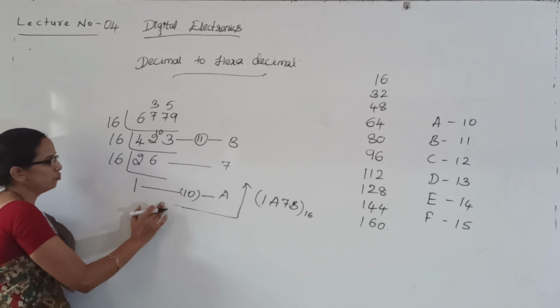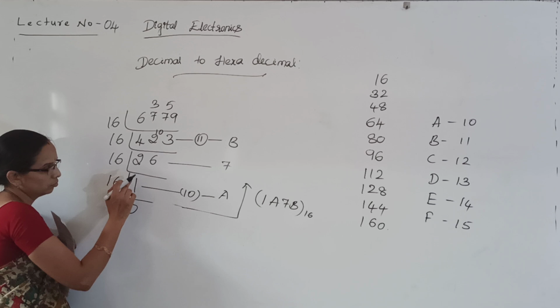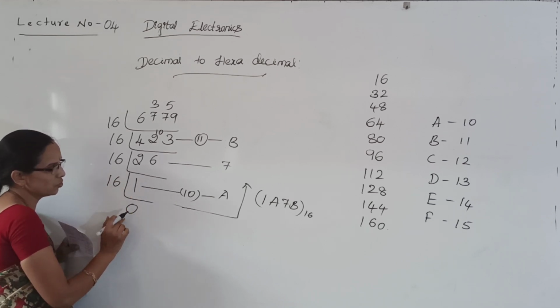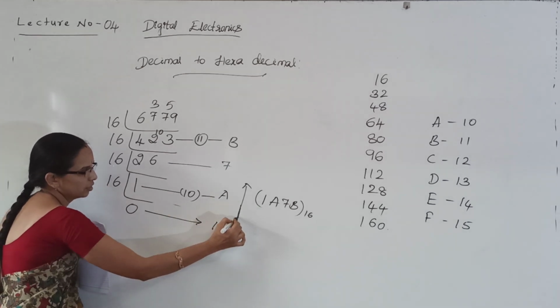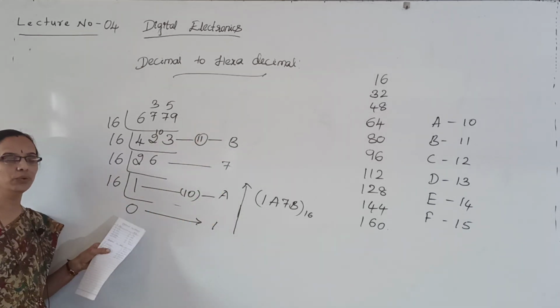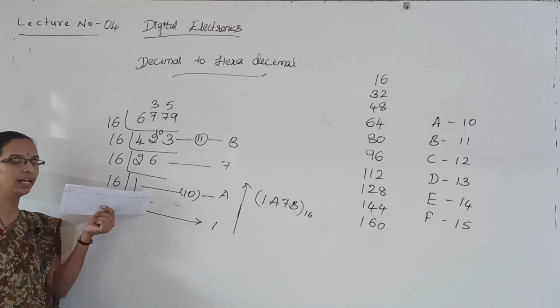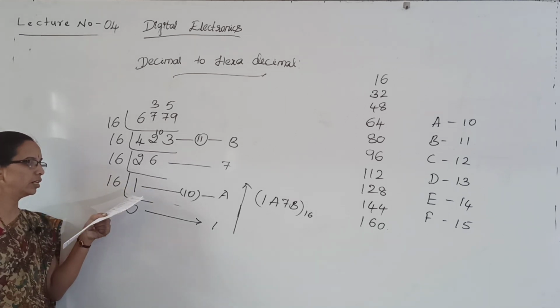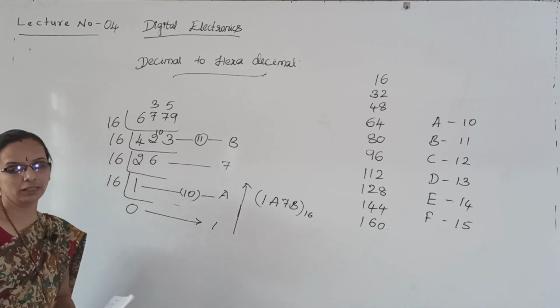If you want, you can do further. 16 zeros are 0, 1 is the remainder. You can take it like this, and it is 1A7B. You can do up to this also. One more step you can do. Otherwise, leave it like that only. But don't forget to take this portion along with these remainders. Okay.